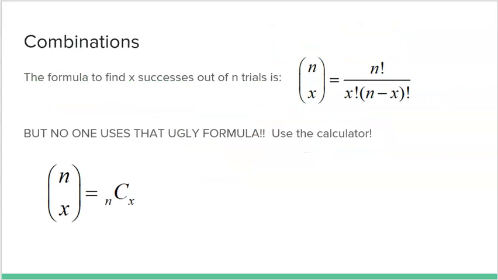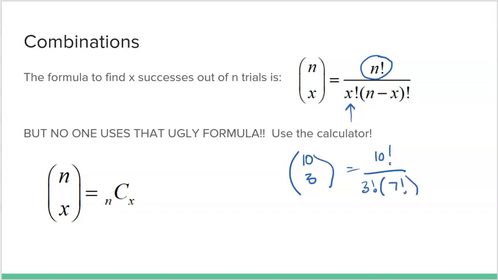The actual mathematical formula for this notation is, again, the generic n choose x. So you have n factorial on top. On the bottom, you have x factorial times n minus x factorial. So if we're doing 10 choose 3, that's going to be 10 factorial on top, 3 factorial on the bottom. 10 minus 3 is 7 factorial as well.